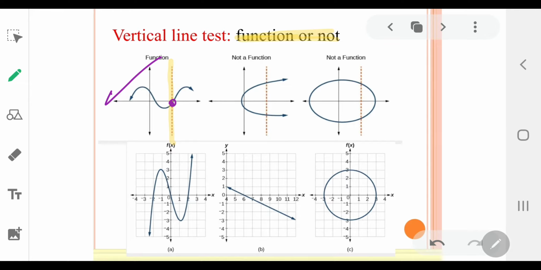Let's see the next one. The vertical line here crosses the graph in 2 points, so no, it is not a function. And for the third graph, the same here. It crosses the graph in more than 1 point. Actually, it crosses this ellipse in 2 points, so it's not a function again. Now it's your turn. Pause the video and try to use the vertical line test to determine whether those three graphs are functions or not.